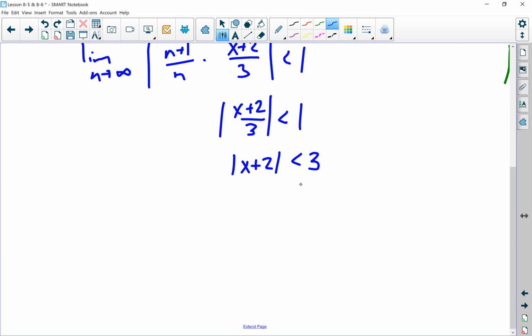And now I'm going to look at the radius of convergence. So the radius of convergence would be 3. And it would be from -3 to +3. Subtract 2. And we need to check our endpoints.